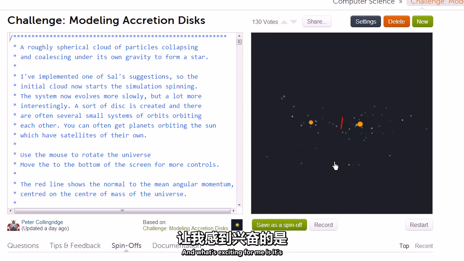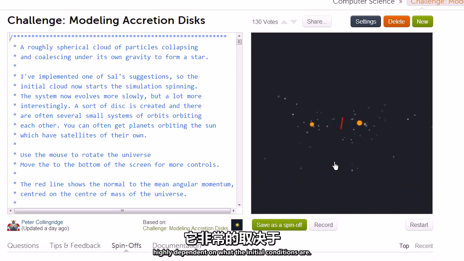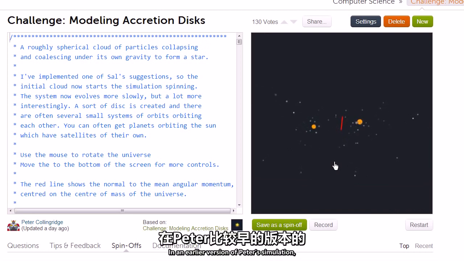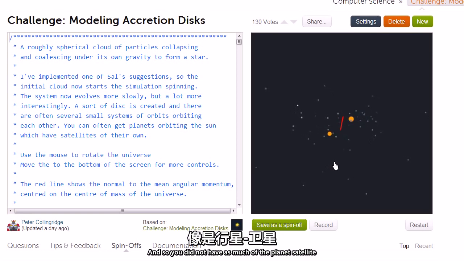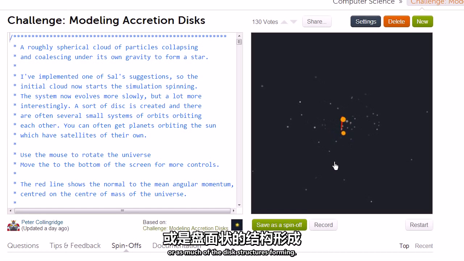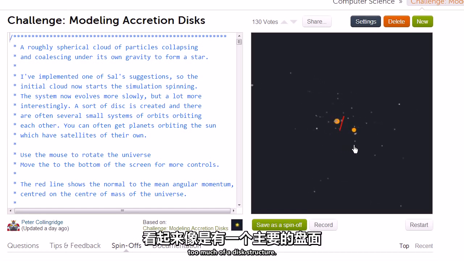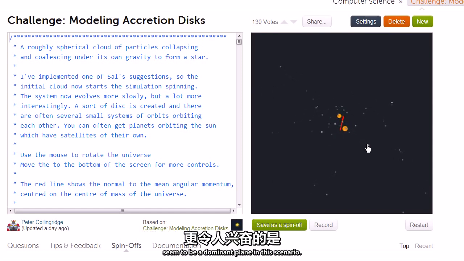And what's exciting for me is it's highly dependent on what the initial conditions are. In an earlier version of Peter's simulation, he did not give a net angular momentum to the system. And so you did not have as much of the planet satellite or the disk structures forming, although right here we don't have too much of a disk structure, although there does seem to be a dominant plane in this scenario.